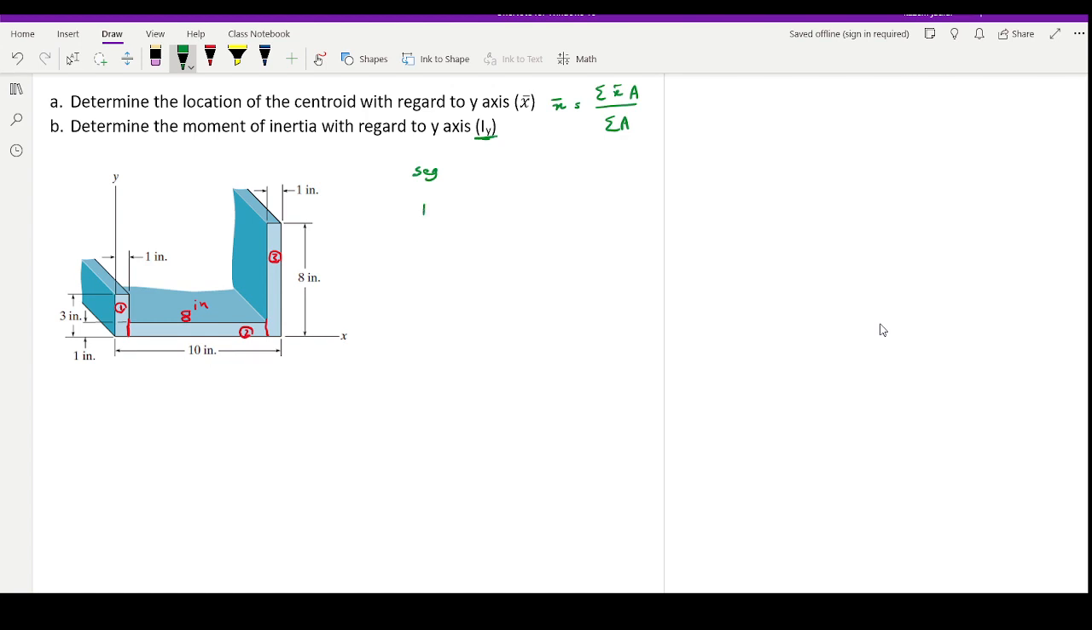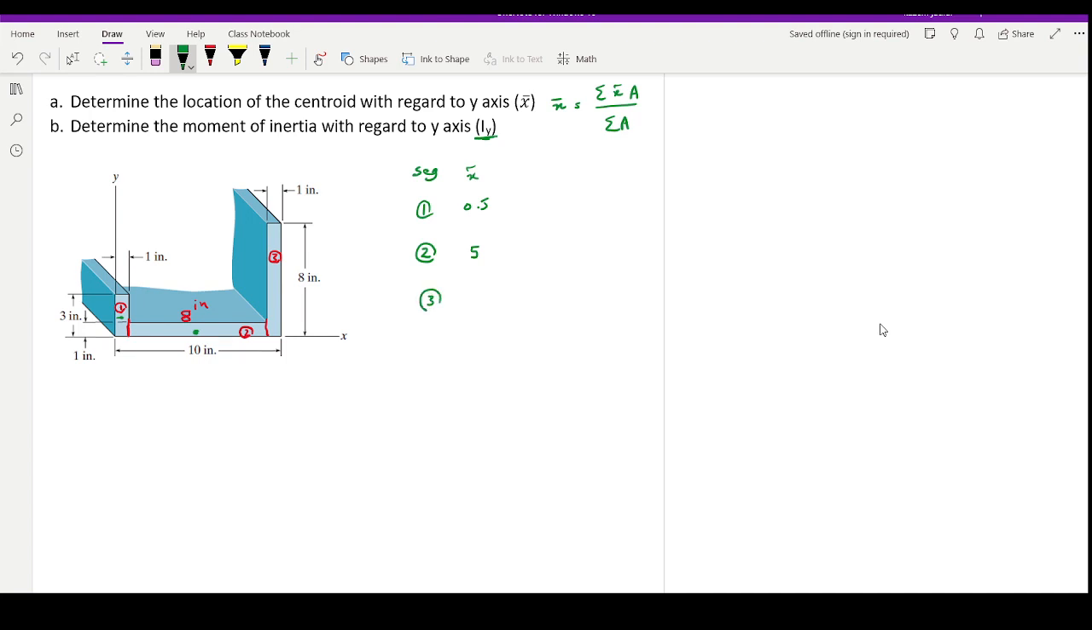So segment 1, x is the distance from y. For this shape, it's going to be located somewhere in here, and the distance is half of 1 inch. That means that it's half inch. For shape 2, which is this second one, it's going to be somewhere in the middle, and that's going to be half of this 10 inch, and that's equal to 5 inch. Even though it's half of 8 inch, because we have 1 inch in here, it's going to be 4 plus 1, therefore it's 5.